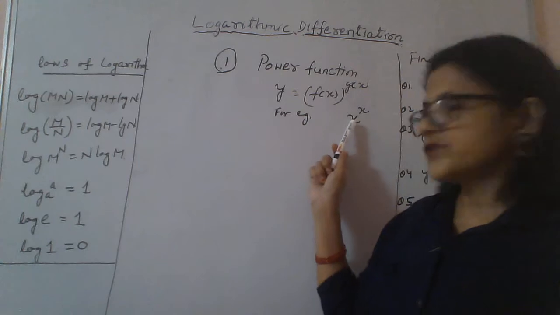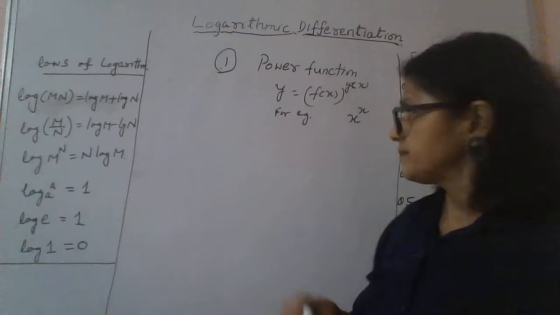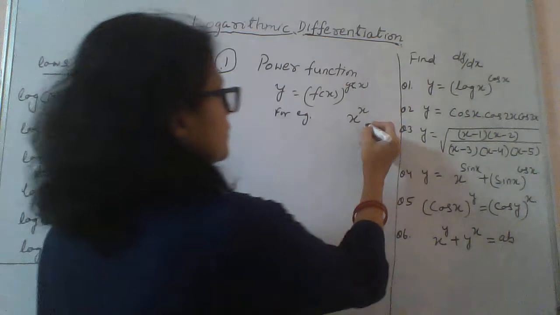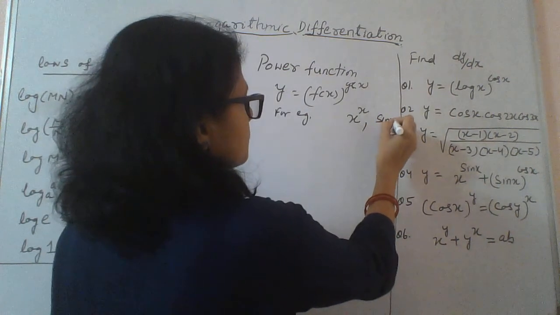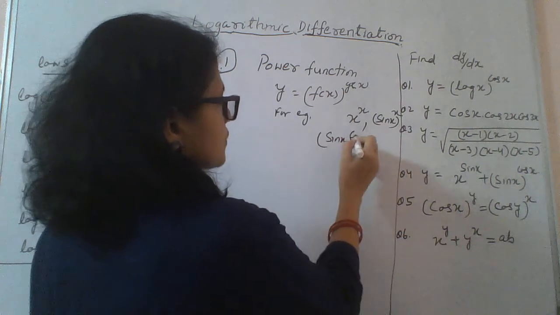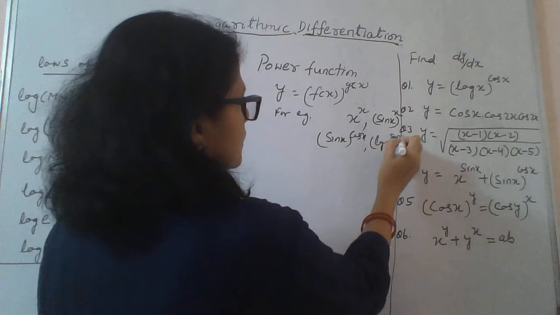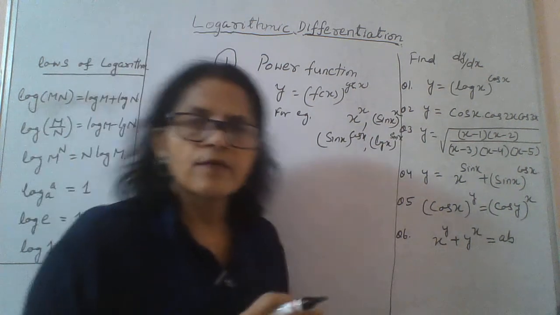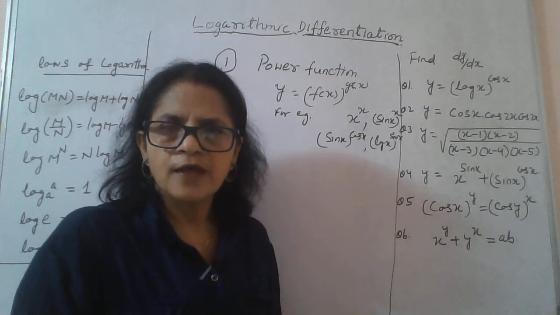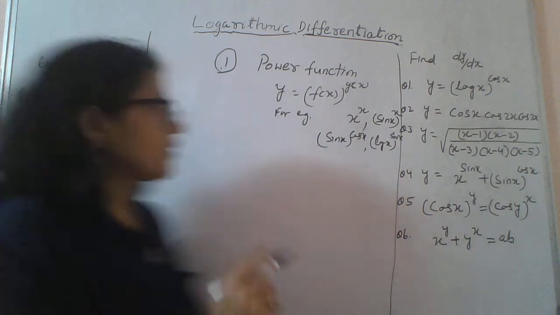So it is just like f(x) equal to x, g(x) equal to x. So x to the power x, sin x to the power x, sin x to the power cos x, log x to the power sin x. Basically, whenever you have a function of the type f(x) to the power g(x) and you have to differentiate with respect to x, that is one case.